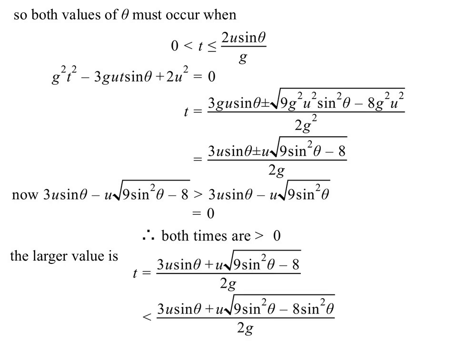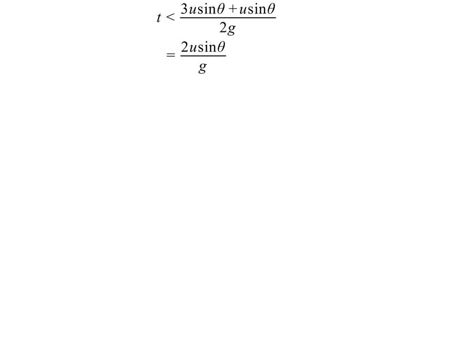So what is the greater value? The greater value would be when we're adding that on. But again, I'm going to play with an inequality here. What I'm saying is, well, 9 sine squared theta minus 8, I know sine squared theta is less than or equal to 1, so therefore, that expression must be less than or equal to 9 sine squared theta minus 8 sine squared theta. Well, what do you know? That turns out to be 2u sine theta on g. So yes, both of those times will occur during the time of flight.